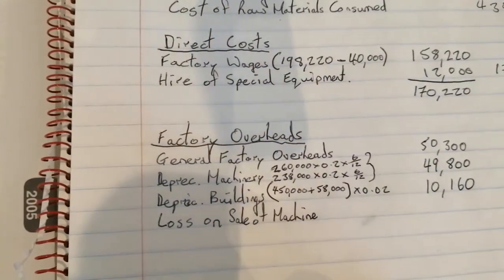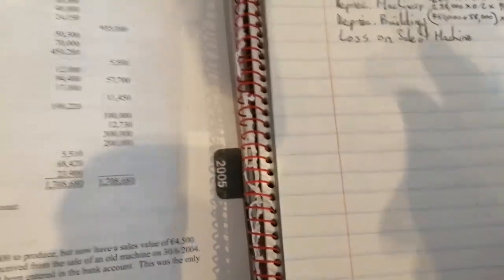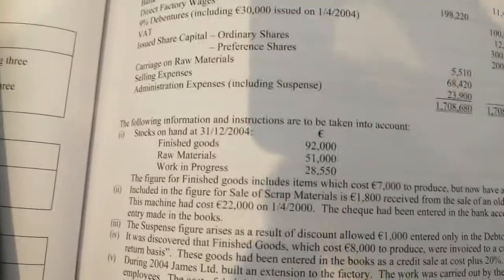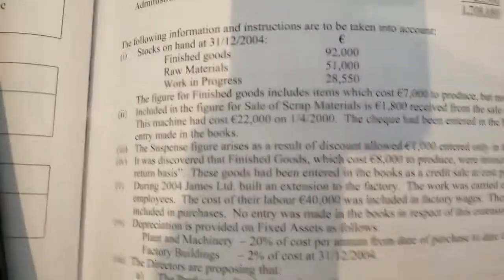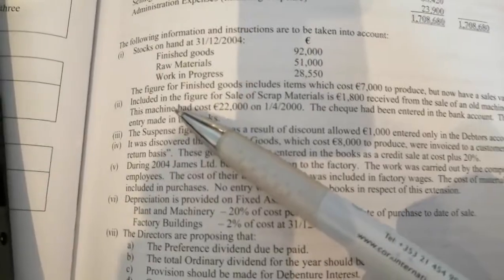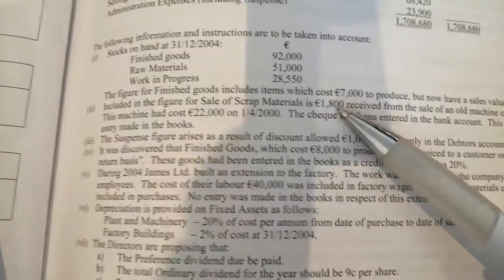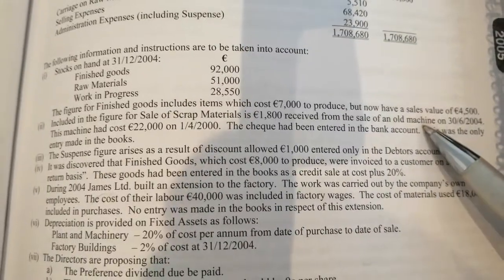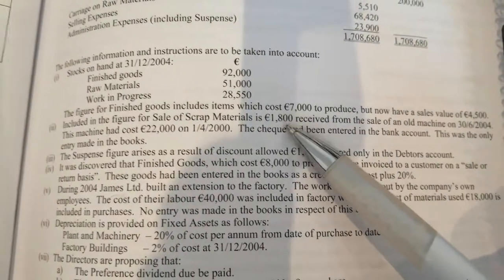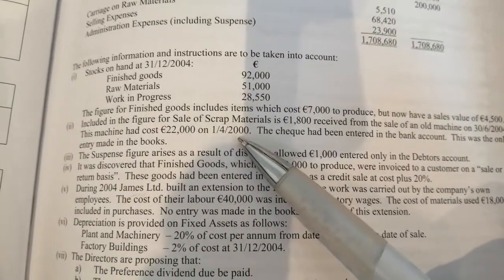Lastly then, the loss on sale of machine, and I might have to do that working down here a little bit because there's quite a bit of work in that, even though it's exactly the same as loss on disposal or sale of the vehicle that we've seen in lots of questions so far, but we'll do it very quickly here. So again, it says included in the figure for sale of scrap materials is 1,800 received from the sale of an old machine. So that's how much you got for getting rid of that old machine. The machine had cost 22,000 on this date.